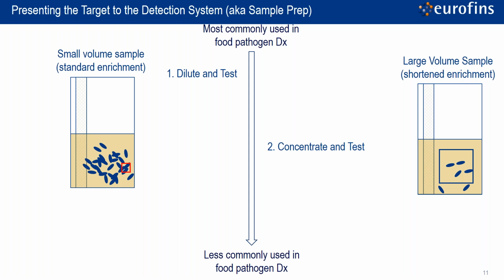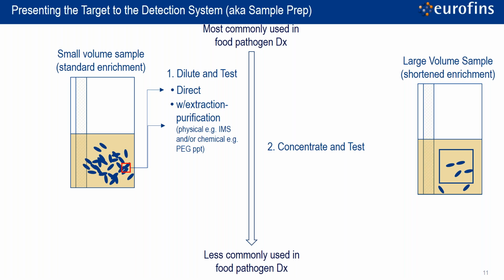So how do you present the target actually to the detection system? Either with a small volume sample, what we do classically, the standard approach, or if you're sampling a larger volume, you basically have two high-level approaches. You can dilute that and test it, or you can concentrate it and test it.